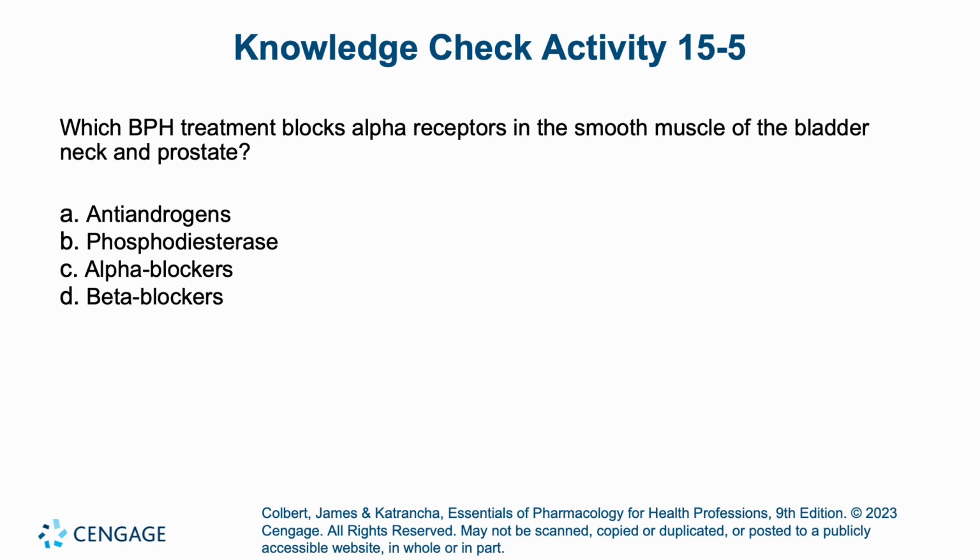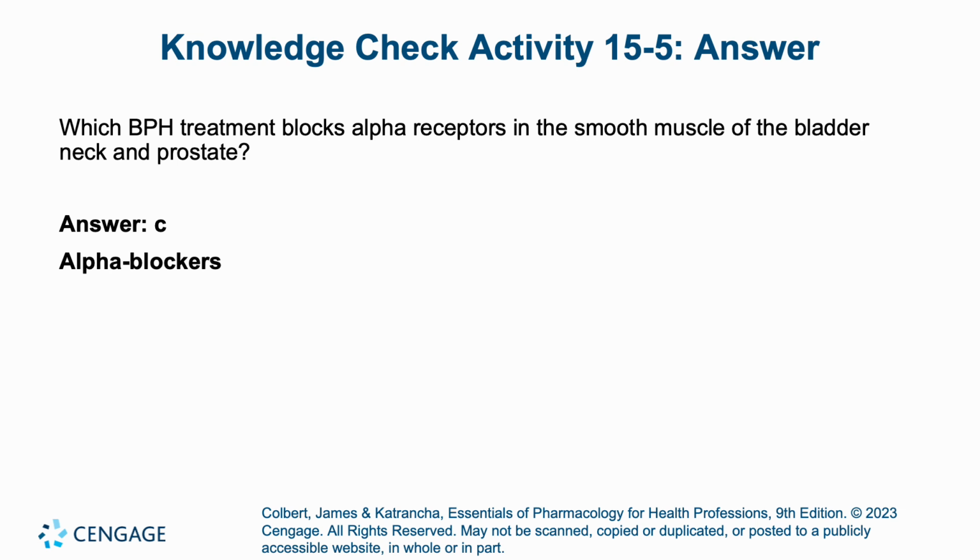Knowledge check. Which BPH treatment blocks alpha receptors in the smooth muscle of the bladder, neck, and prostate? A. Anti-androgens. B. Phosphodiesterase. C. Alpha blockers. D. Beta blockers. The answer is C. Alpha blockers.